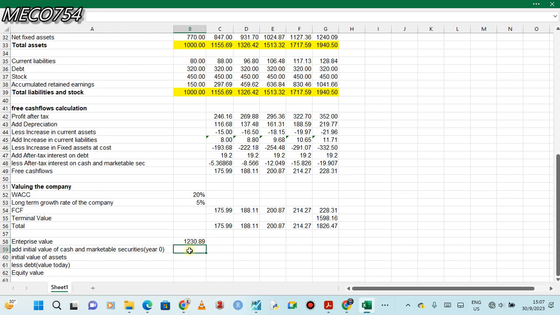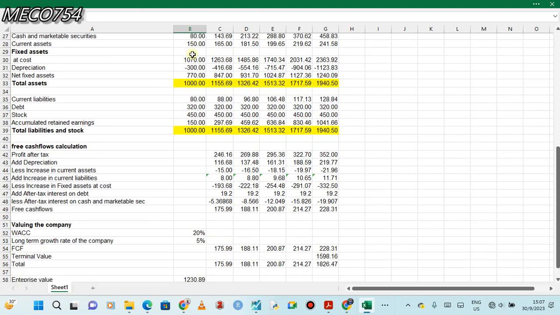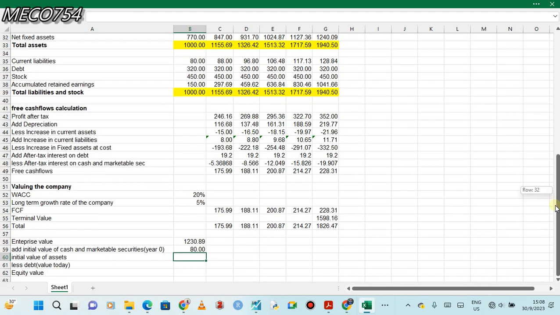Now add the initial value of our cash and marketable securities. That means the cash and marketable securities in year number 1 is equal to, what is our cash and marketable securities in year number 0? So not year number 1. The initial one is in year number 0. Bring it down. There we go. So we are adding those two. It's equal to that value plus that 80. So the initial value of our assets was 1310.89.